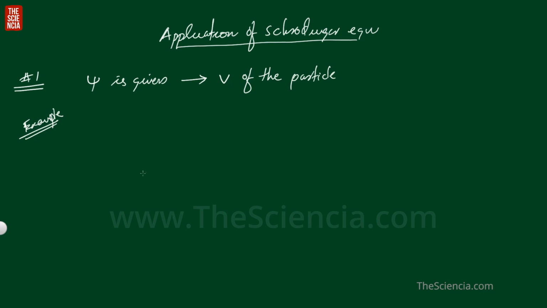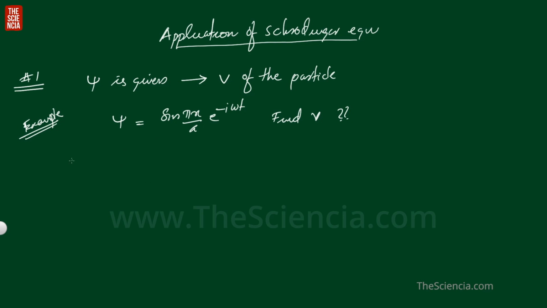The wave function of a particle is given, that is psi is equal to sine pi x by a e raised to minus i omega t. The question is to find the potential V of the particle. How we can find the potential? By solving the Schrodinger equation, we can find out the potential. So what is the Schrodinger equation?